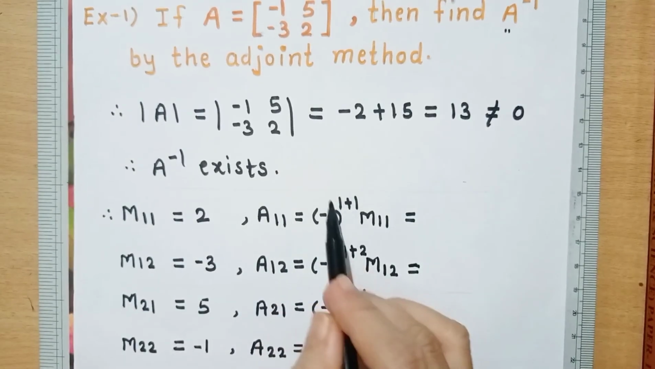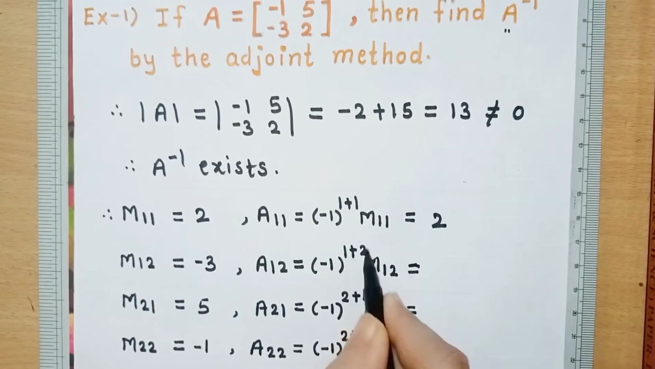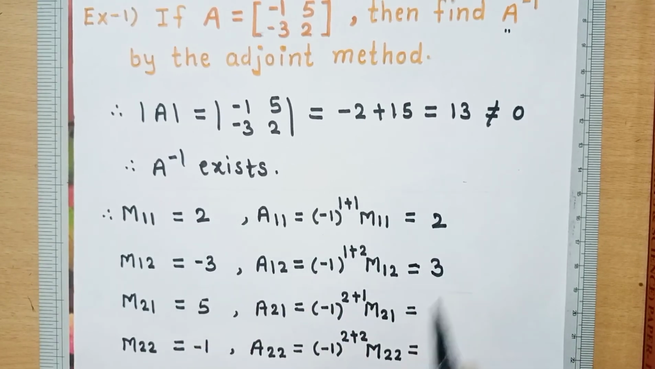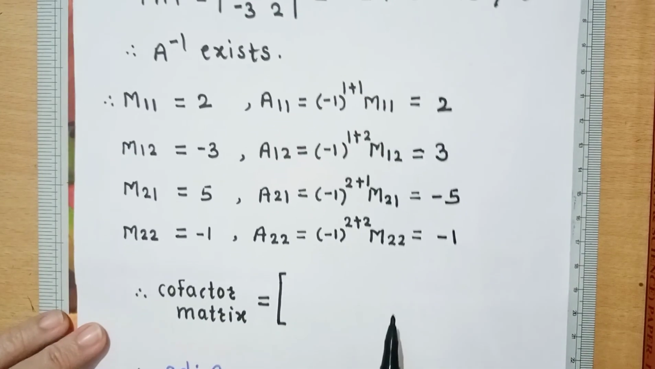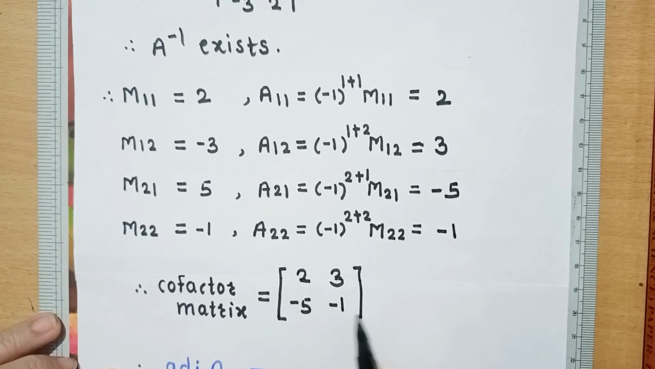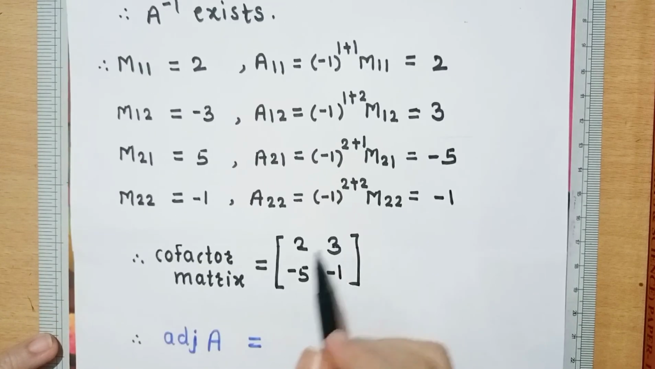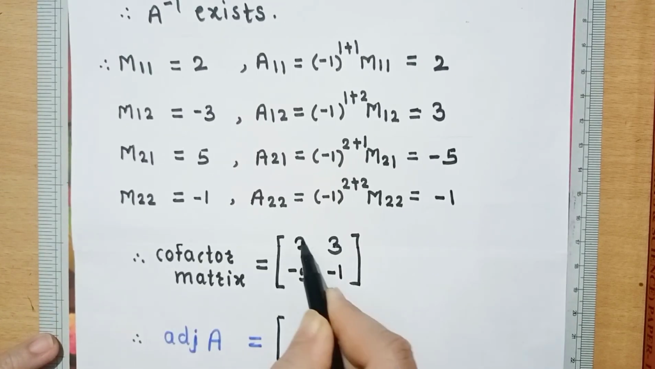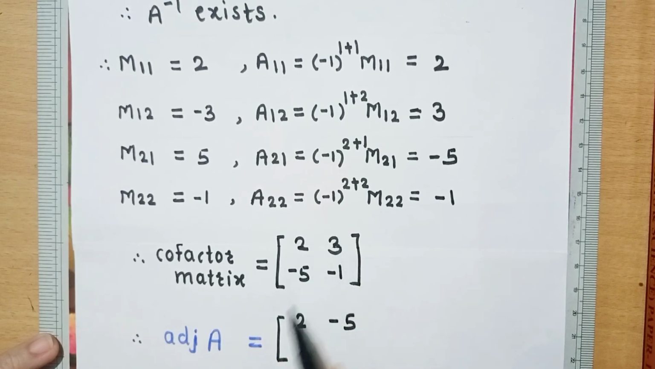Therefore the cofactors: even index, so 2. Odd index, so opposite, which means plus 3. Again odd index, opposite, which means minus 5, and again even index, so minus 1 as it is. So we will write the cofactor matrix, which is 2, 3 and then minus 5, minus 1, and therefore the adjoint of A means the transpose of this. So we will write this first column as the first row, then the second column as the second row.